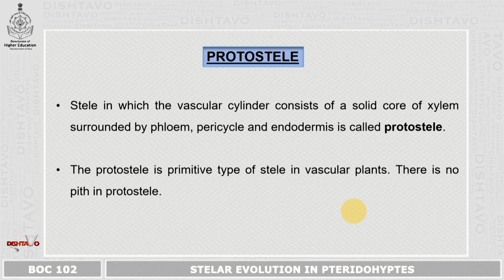Coming to the first one, that is protostele. Protostele is a type of stele in which the vascular cylinder consists of a solid core of xylem surrounded by phloem, pericycle, and endodermis. What is missing in this one is the pith region. The protostele is the most primitive type of stele in vascular plants, and there is no pith, as I've mentioned before.